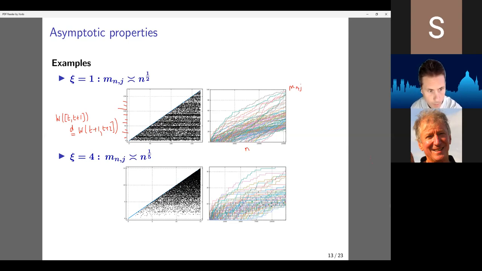Now if you take xi equal to 4, you've got alpha of d theta is theta cubed times d theta. Okay, so you're adding more and more points here as time goes on, so you get denser and denser. And here you've got that M_n,j, the size of the clusters, increases as n to the power 1 over 5, so at a much lower rate. So this is for the microclustering property.